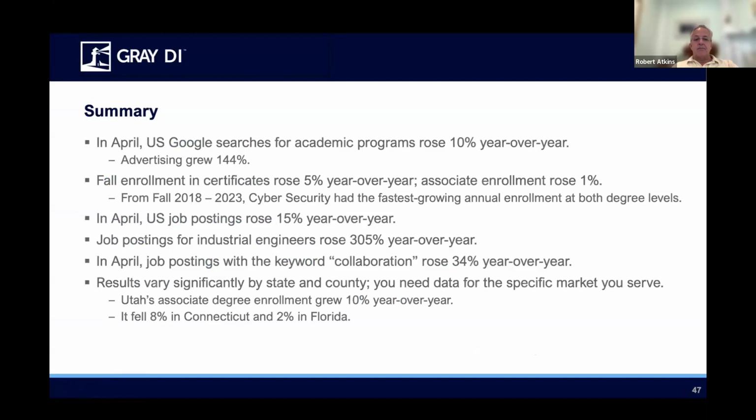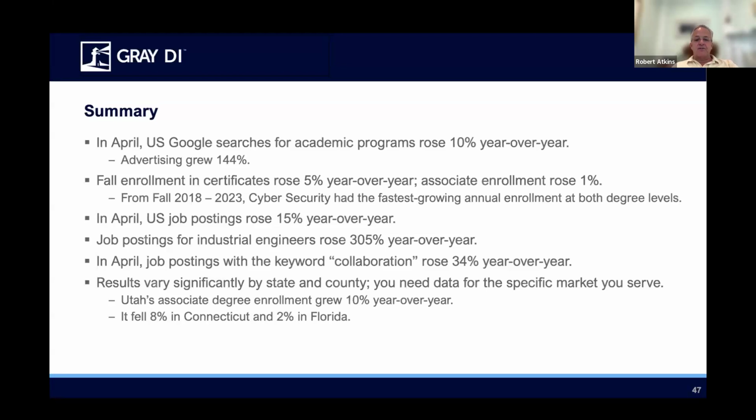In April, U.S. job postings rose 15% year over year, which is great for the country, not great for higher ed. So do keep that in mind. This is a little bit of a warning. If that number persists in being strong, that's likely to hurt our enrollment in the fall. Job postings for industrial engineers rose 305%. I suspect that's a lot of the onshoring going on in the manufacturing sector. In April, job postings with the keyword collaboration rose some 34%.